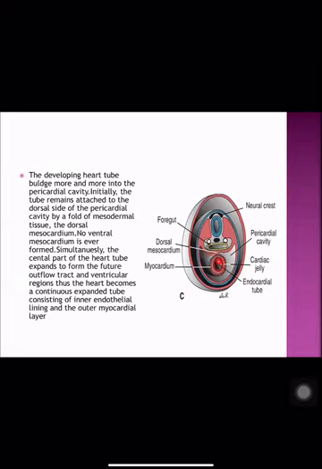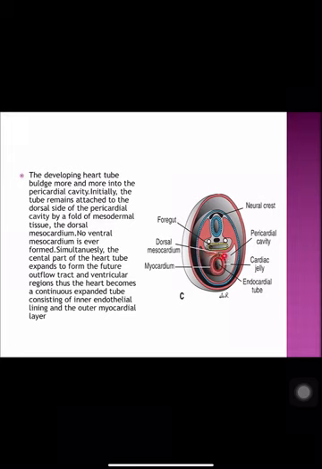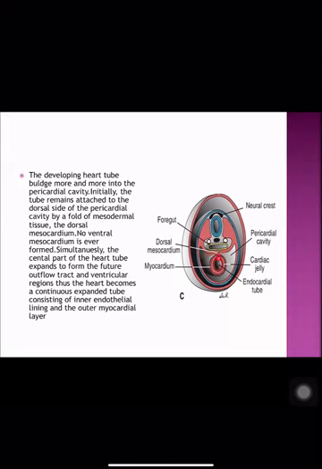This primitive heart tube will bulge into the pericardial cavity more and more, but it will remain attached to the posterior surface of the pericardial cavity by the mesodermal tissue that is called the dorsal mesocardium. Actually, no ventral mesocardium will be formed, just the dorsal mesocardium.